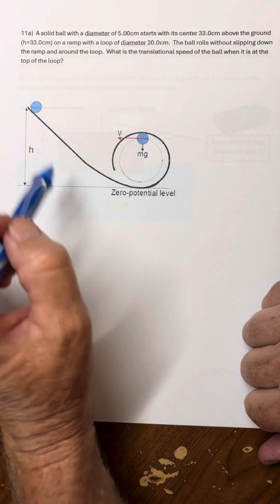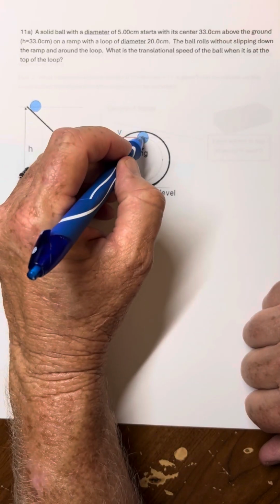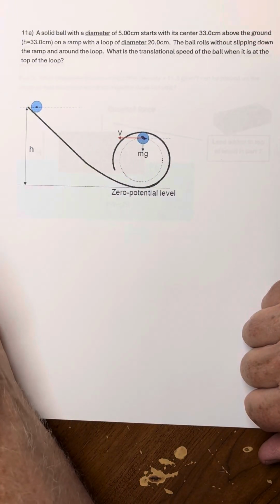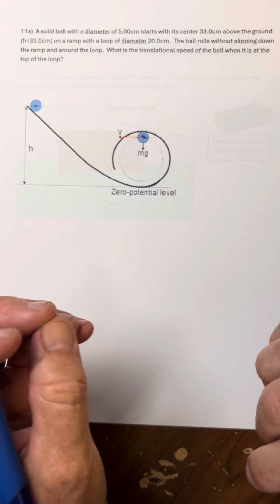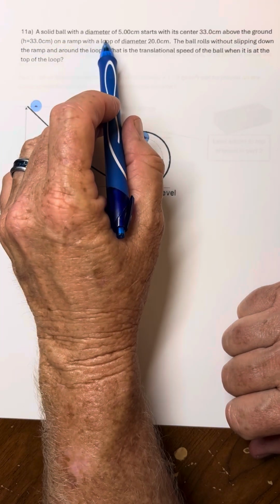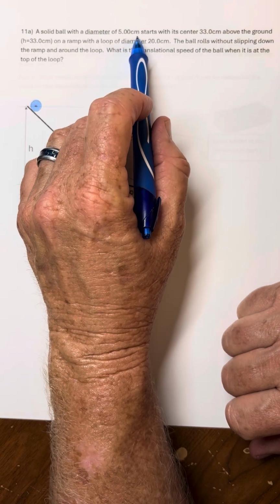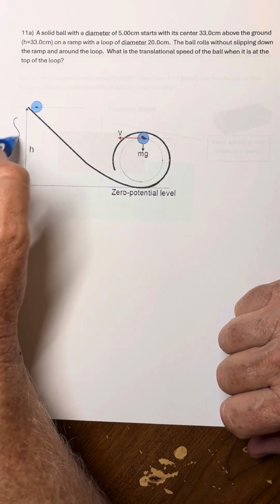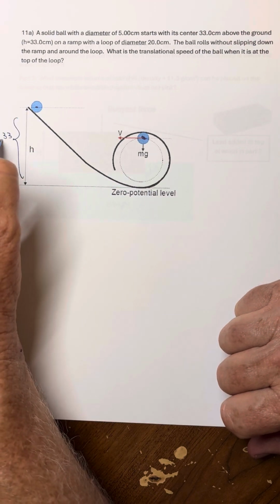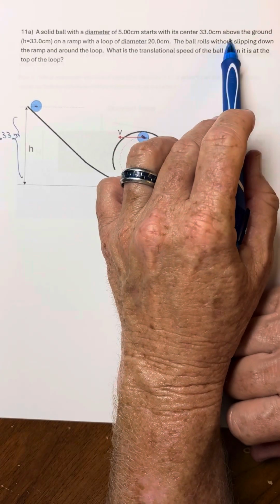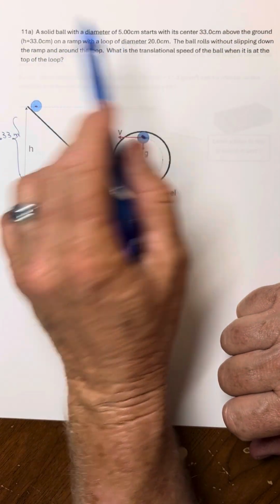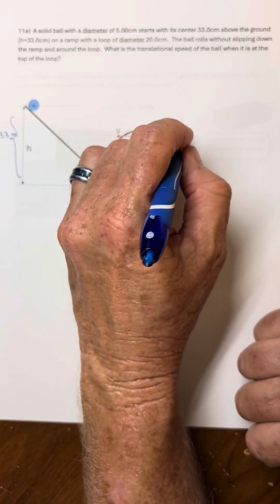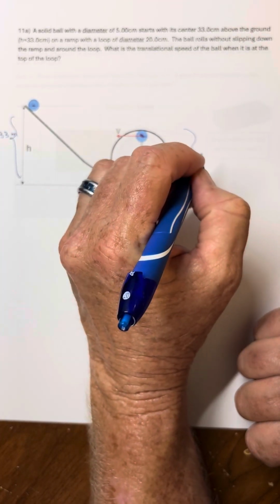Because watch this and notice the marks here for the center of mass. And that's going to become crucial here because potential energy has to do with how high the center of mass is. And we want to keep that in mind. So we have a solid ball with a diameter of 5 centimeters. It starts with its center 33. And so they do a good job here of helping us out and saying this is 33. I'm going to put it in meters though, 0.33 meters above the ground on a ramp that has a loop that has a diameter.